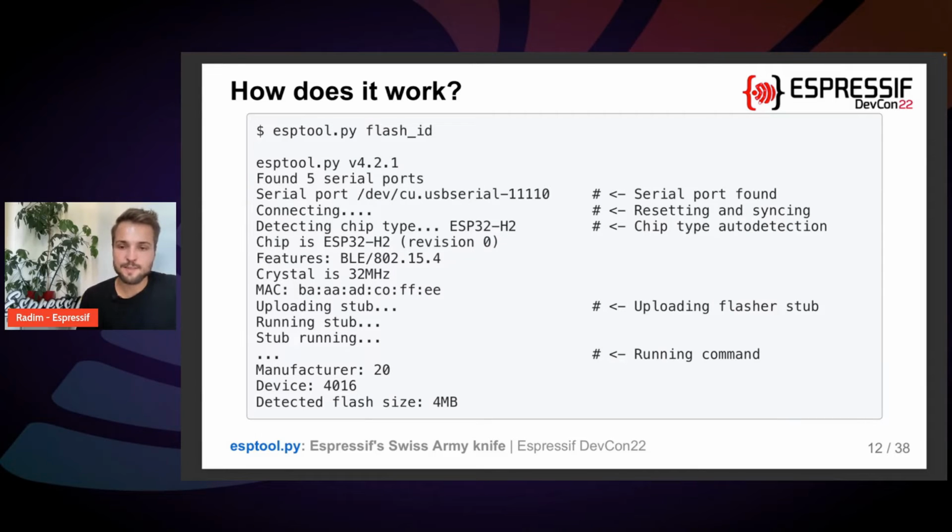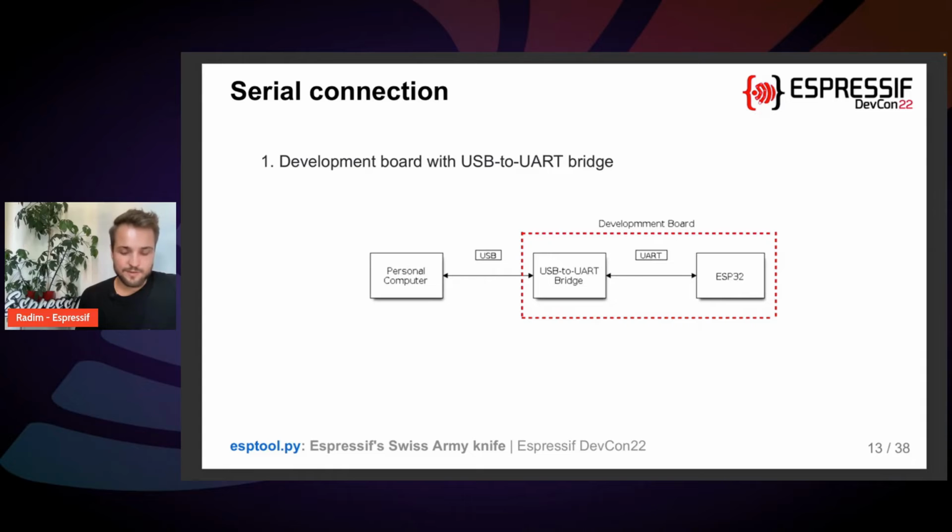Okay, so let's go over these step by step. What do we need in order for esptool.py to work? The most important thing is a working serial connection. As I showed you, most development boards can be just connected with a USB cable, and that is because these boards are often equipped with a USB to UART bridge. This bridge translates USB signals into UART, which is then consumed by ESP32, and this allows for a seamless experience. In the diagram, we can see that the development board is actually holding both the ESP32 and the USB to UART bridge. But this doesn't always have to be the case.